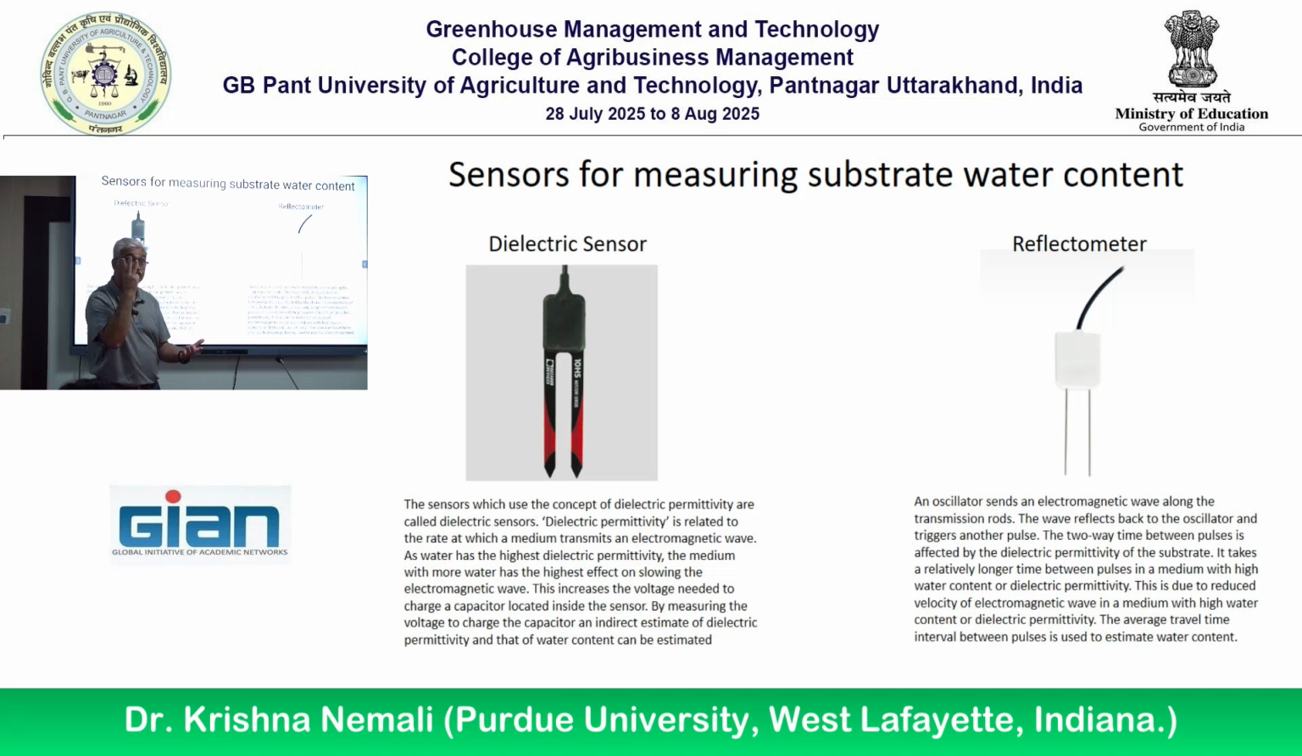This will give you three types of data. One, it will tell you how much water is there. It will tell you how much fertilizer is there. And it will also tell you the temperature of the soil. All those three things you can get from that sensor.